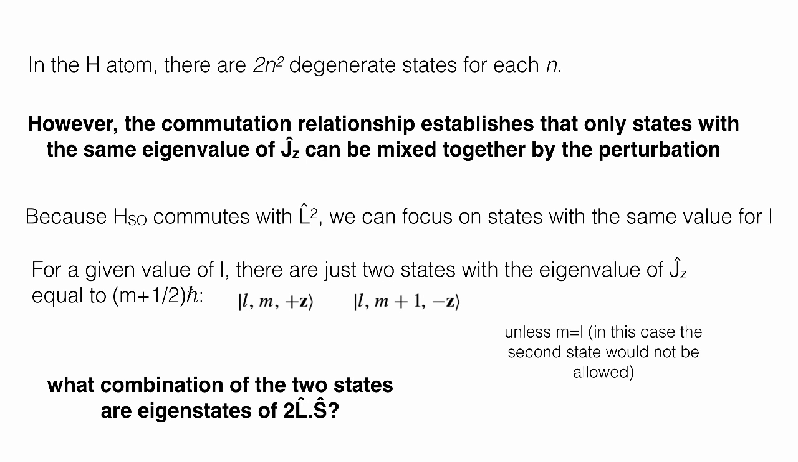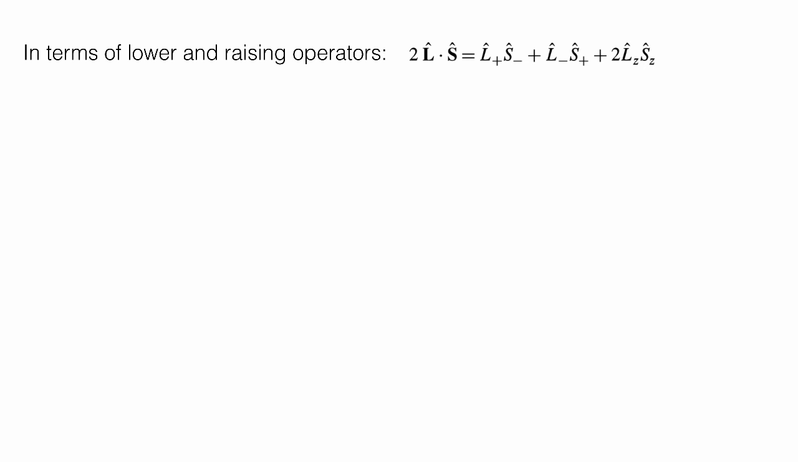So the question we can ask ourselves is what combinations of the two states are eigenstates of 2 L dot S? And once we have those combinations of the two states, then we can automatically calculate the matrix element. Okay, so this is what we've been doing. So remember now, we go back to the idea of L dot S expressed in terms of the raising and lowering operators. You may not remember this result, but this is a result we actually worked out in detail for S1 dot S2. So go back to chapter 5 to remember how we calculated this.